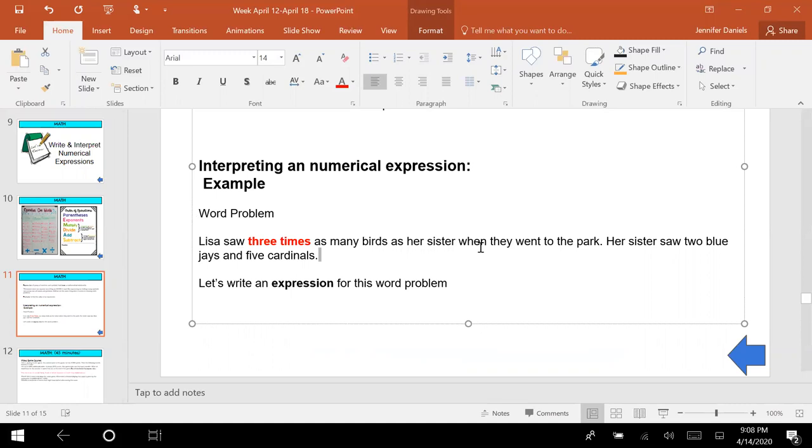What's most important at this point is three times as many. Matter of fact, let me go ahead and highlight that as well, or turn that to red. Three times as many, okay? So right away, we see a clue word there, don't we? And we see our number there. Her sister saw two, I'm gonna make this red as well. Or let's make that blue, since they're saying blue word. Her sister saw two blue jays and five cardinals. Okay.